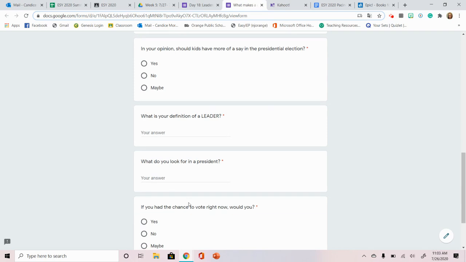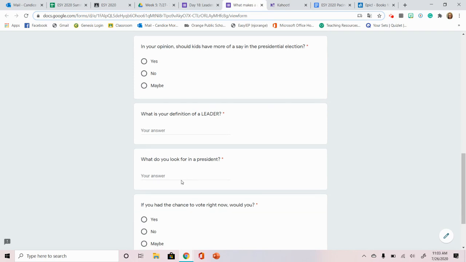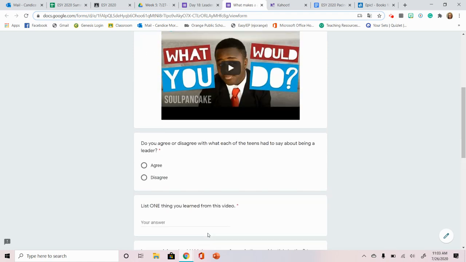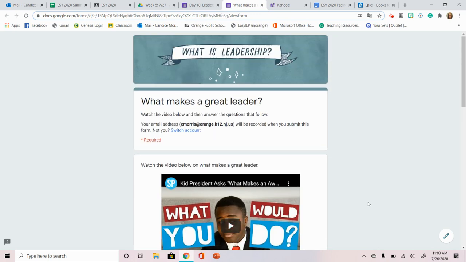And what do you look for in a president? So you're going to write down some of the qualities you think make a good president. And if you had the chance to vote right now, which obviously none of you can because you're not 18 yet, but if you had the chance to vote for somebody right now, would you? And just write yes, no, or maybe, and then click submit. And that is your work for today.